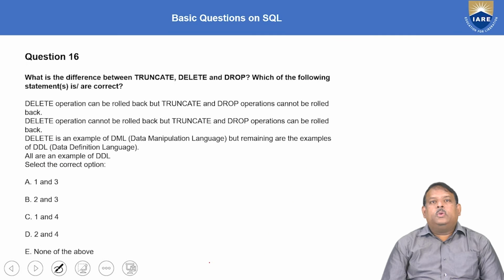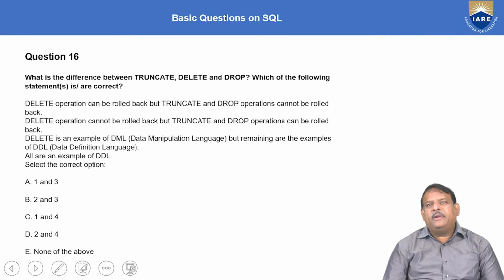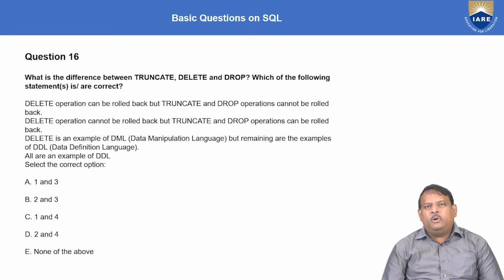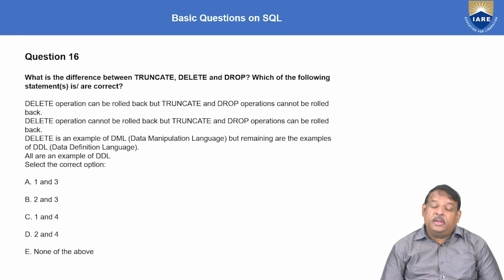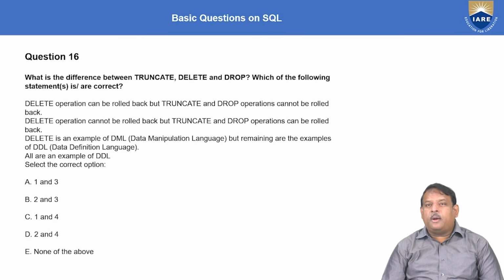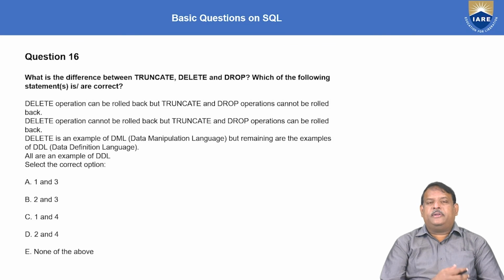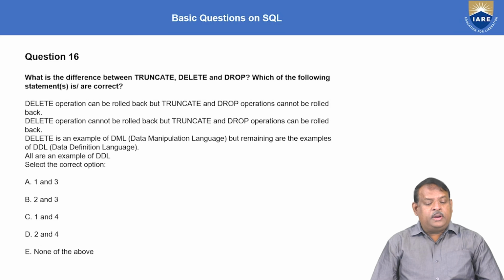What is the difference between truncate, delete and drop? Truncate is to remove all the records from the table. Delete also removes the records. When you don't use a where clause, truncate and delete remain the same. Drop is dropping an object, which means drop table. Now which of the following statements are correct? We'll see now. The delete operation can be rolled back, correct, but truncate and drop cannot be rolled back.